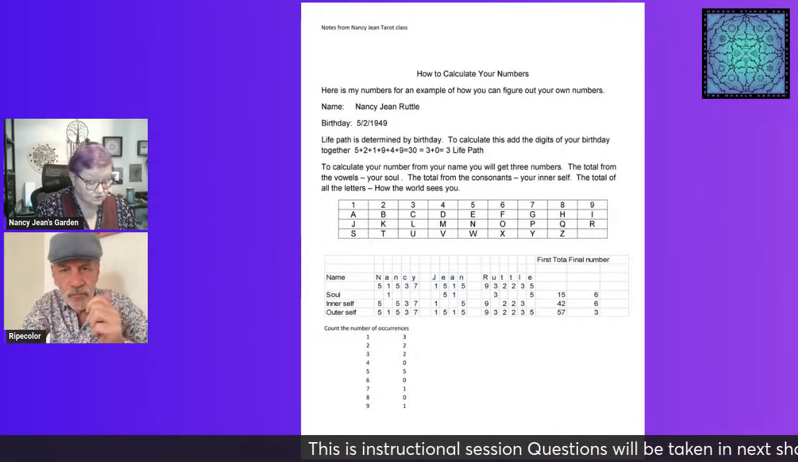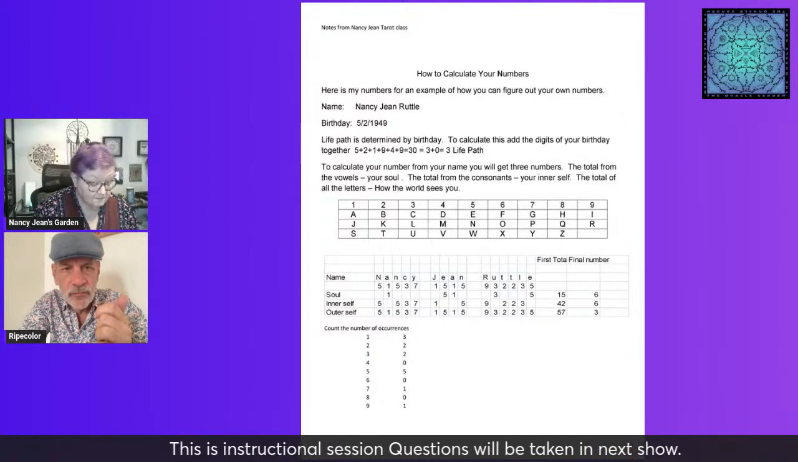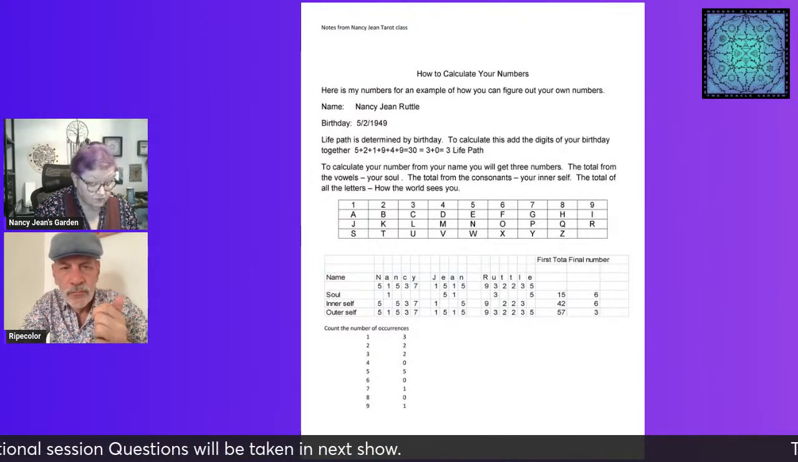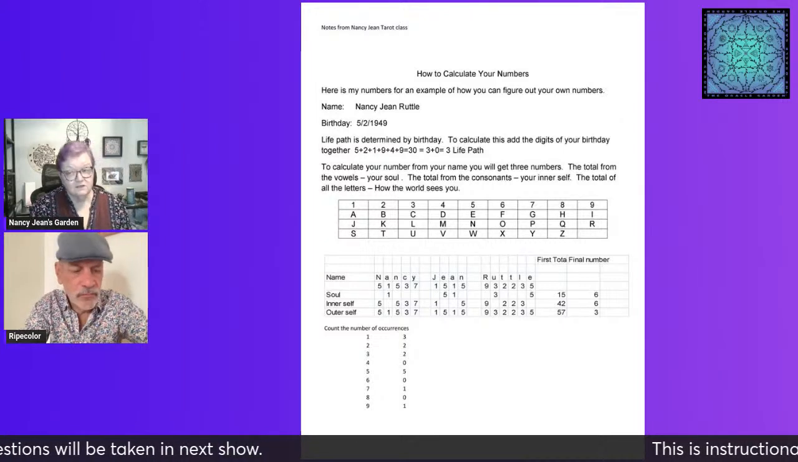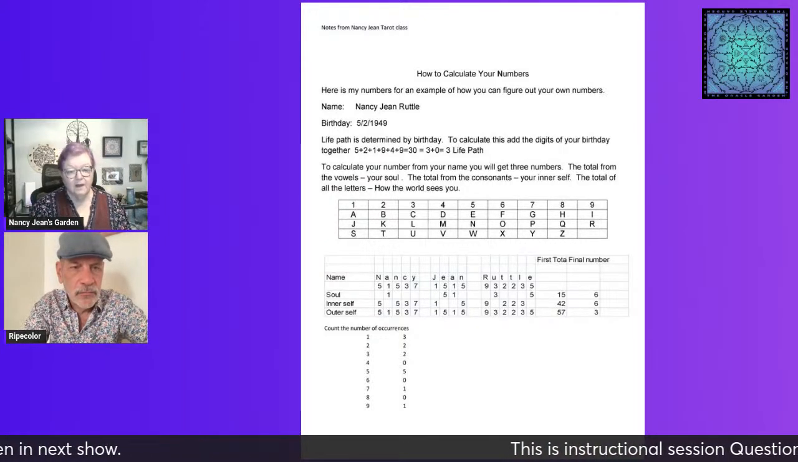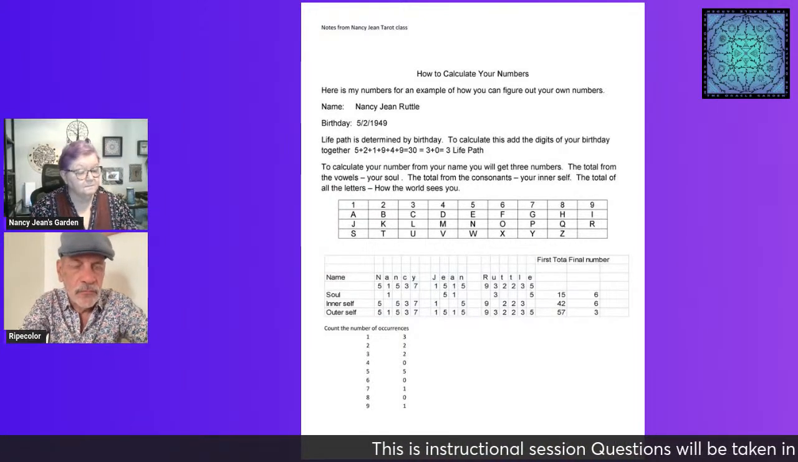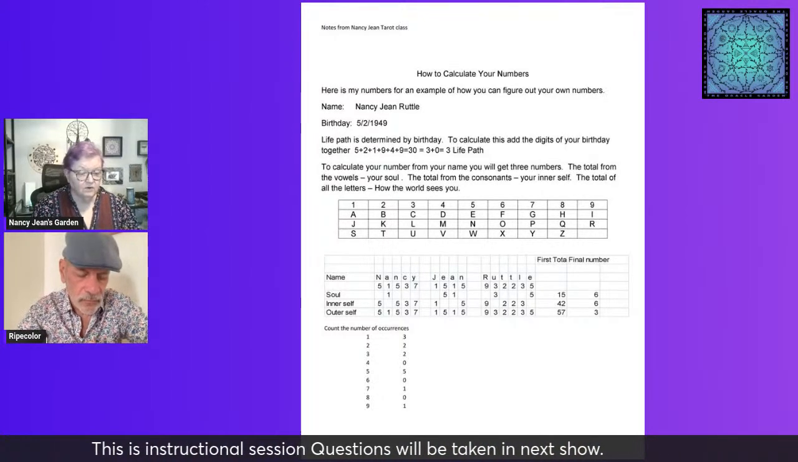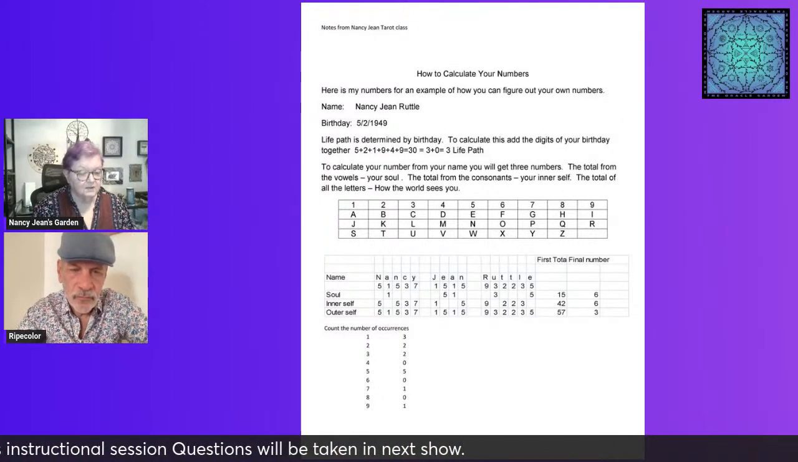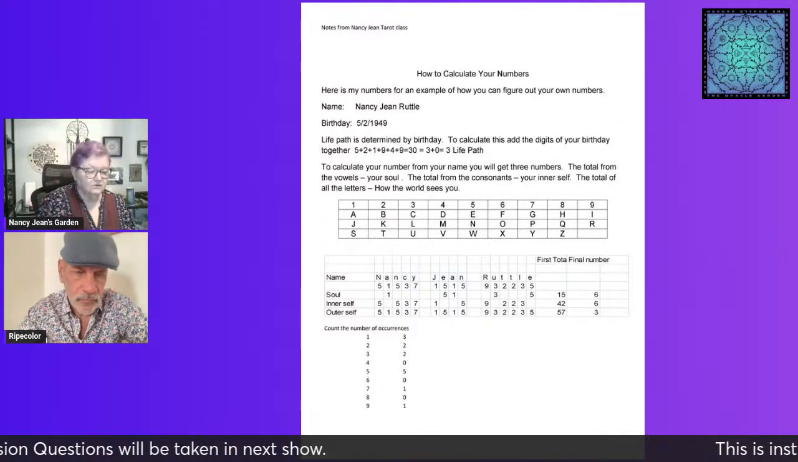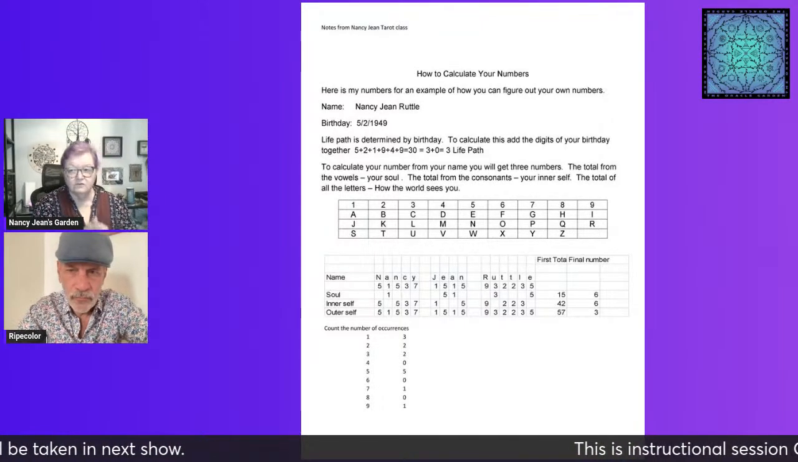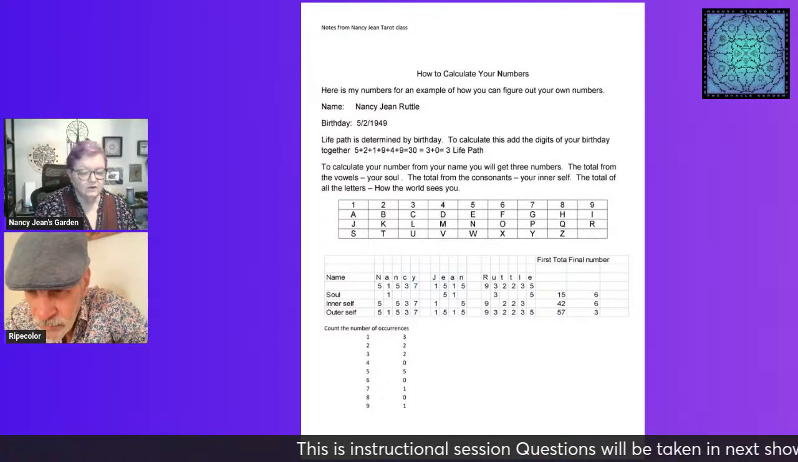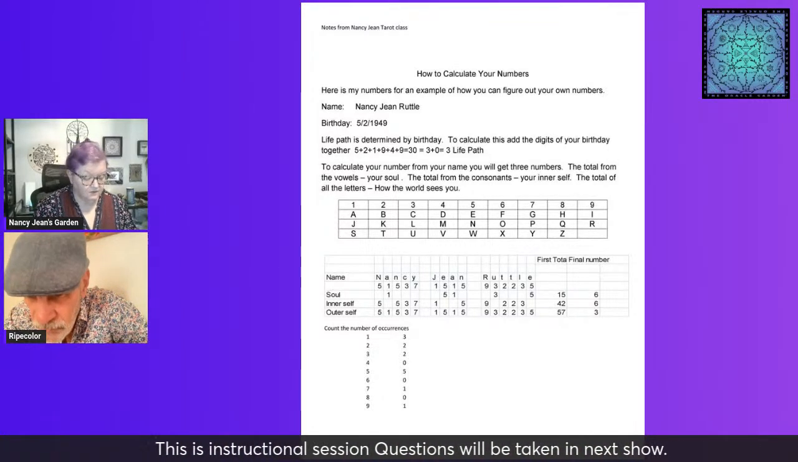Mine is 5 and 2 and 1949. So the 5 and the 2 and the 1949 all equal 30. And 3 plus 0 means a 3. So my life path is to be a communicator, always generally working with more than 2 people and building structures, and being a leader in group building structures. So that kind of tells you where you are on all this.